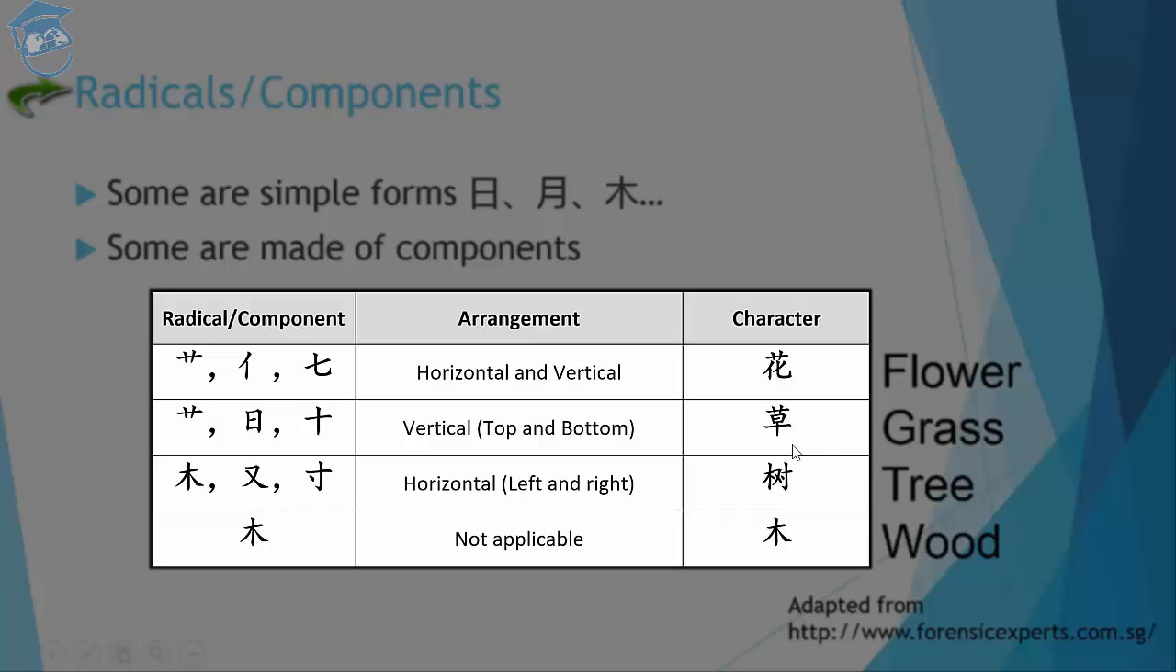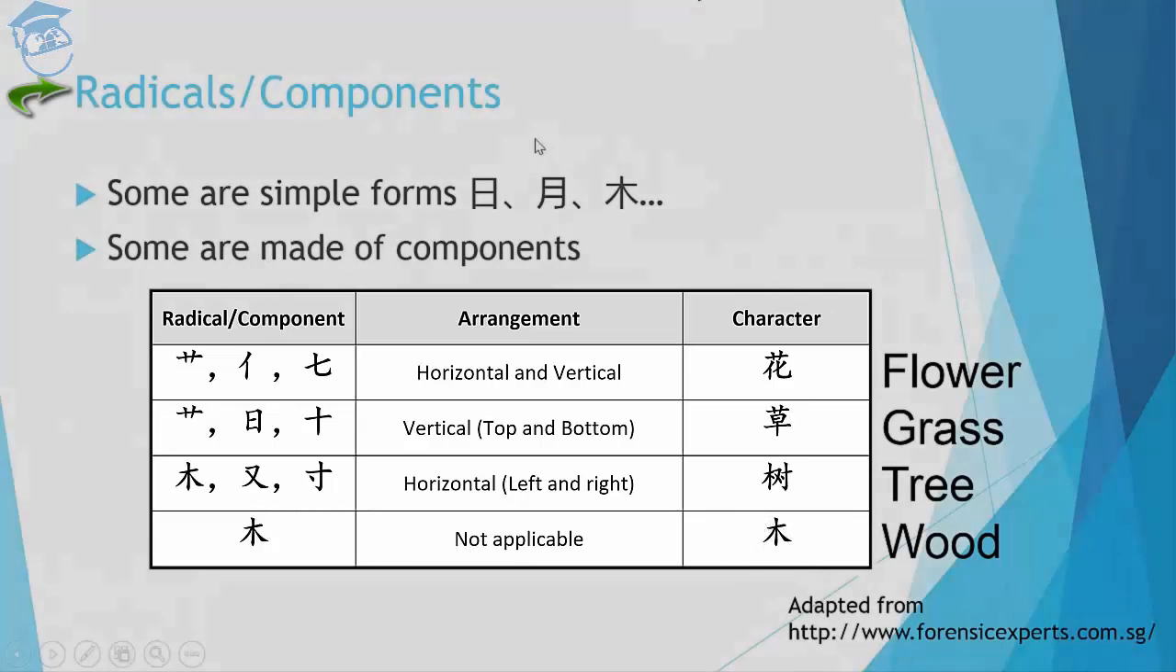And then the next one, grass, the same thing. So it's just vertical fashion. It has the top part, middle part, and bottom part. So this is one of the arrangements of Chinese characters. And for tree, we have a horizontal arrangement only, so from left to right. But of course, we have those which are just on their own, like one of the words here, wood, which is the simplest form. Like the other words that you have seen before, like sun, moon, and I repeated here, wood.